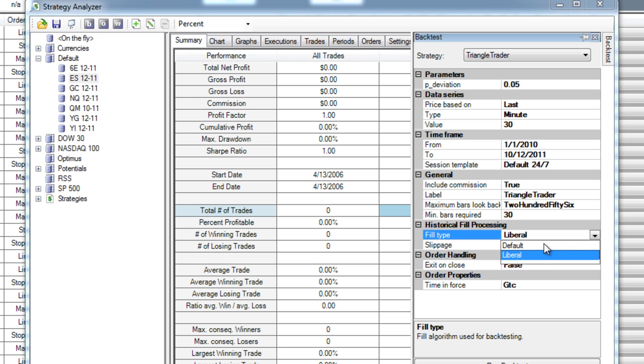Historical fill processing, there's two types, default and liberal. Liberal is always going to get you filled. Default may or may not get you filled. It kind of has to go through it. It's a more realistic way of backtesting.